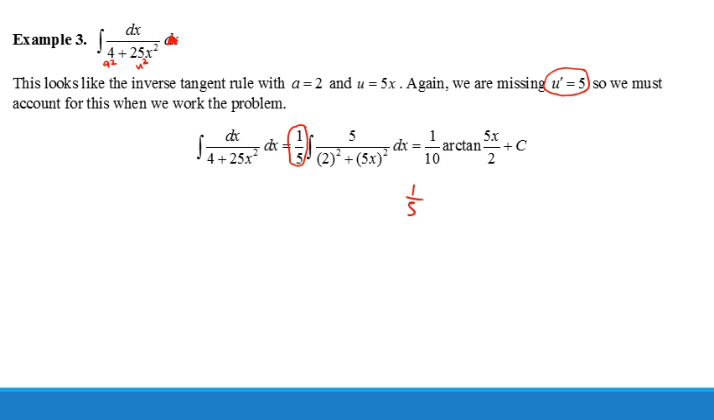That comes from needing that in the problem because the 5 was not there originally. 1/5 times 1 over u, or 1 over a, I'm sorry, and a was 2, arctangent of u, which was 5x, divided by a, which was 2, plus c. So the 1/5 and the 1/2 multiply together to give me the 1/10 that I had in the final answer.